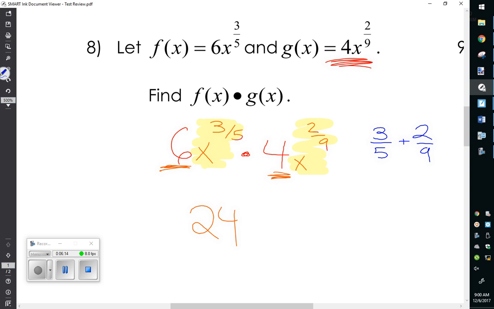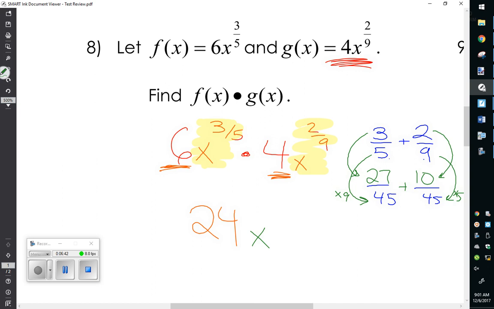So you can always just make it 45. That's easy enough. I'm going to multiply 5 times 9 to get 45. Well, if I get this one to be a 5, I multiplied it by 9, so I'm going to multiply the top by 9 to get 27. If I take 9 to get 45, I had to multiply it by 5. So I'm going to take 2 times 5 to get 10. I'm going to add, so when I add, the denominators stay the same. And I'm just going to take 27 plus 10, gets me 37.